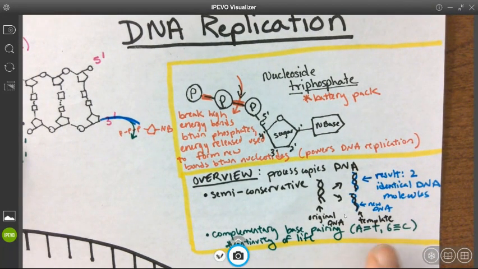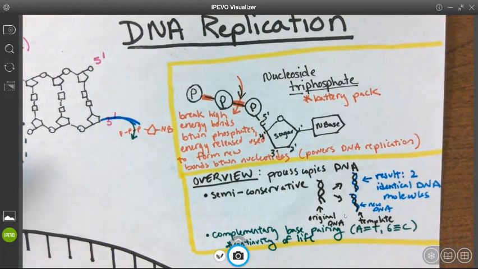The last thing that we know is that DNA only grows in the 3' direction because of the nucleoside triphosphate. In the next video, we'll look more in depth at how DNA replication actually occurs, what the enzymes are, and what they do.